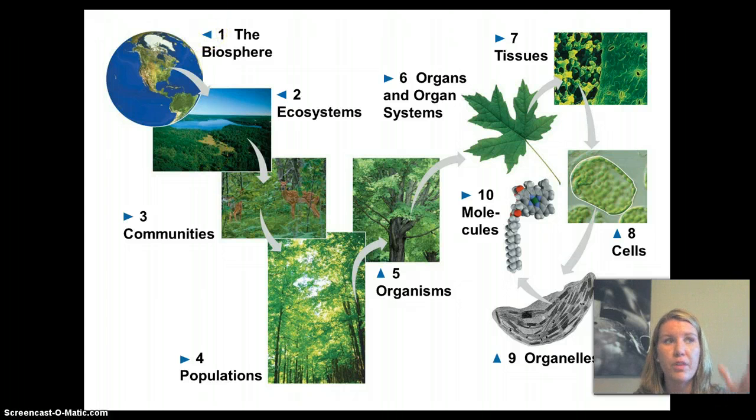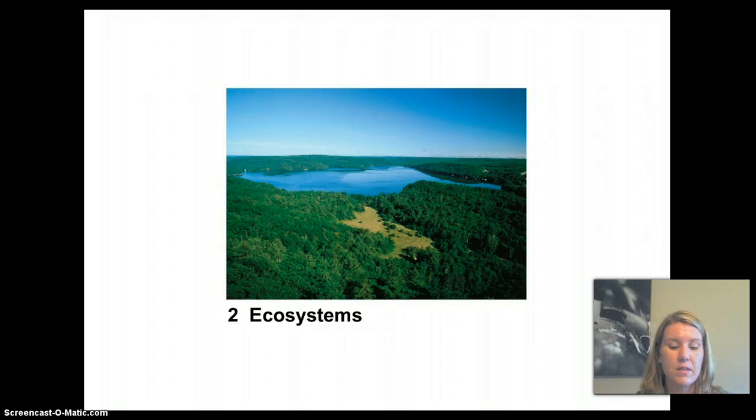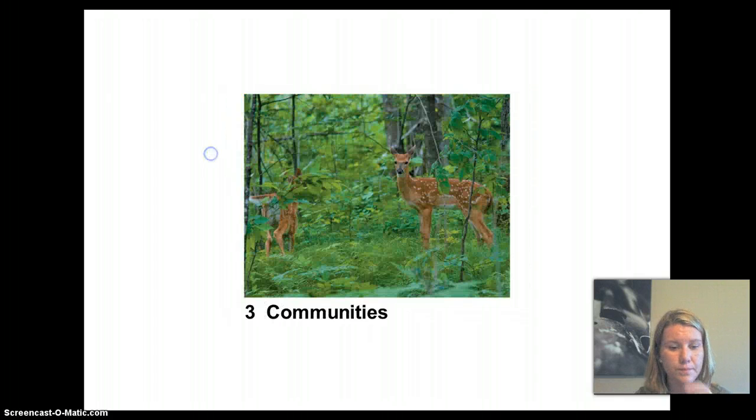So let's go through this level of hierarchy. Number 1, the biosphere. We just talked about that. That's planet Earth. Number 2, ecosystems. These will be things like the tundra, the rainforest, the desert, something that has a similar climate. It talks about all the biotic and abiotic factors living there. So again, we look at the weather, the climate, the vegetation, the type of animals that live there as a whole.